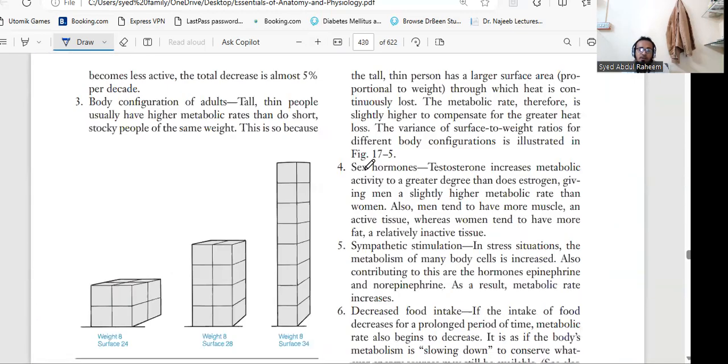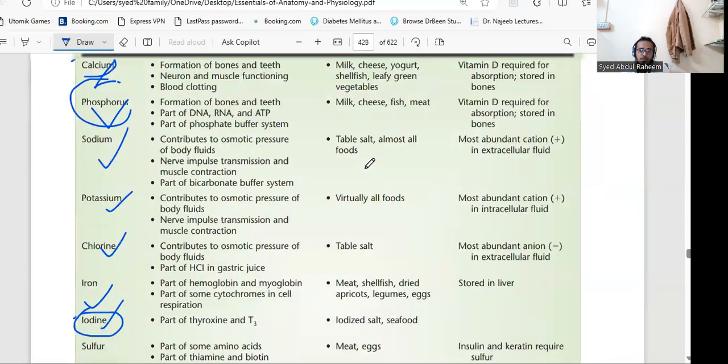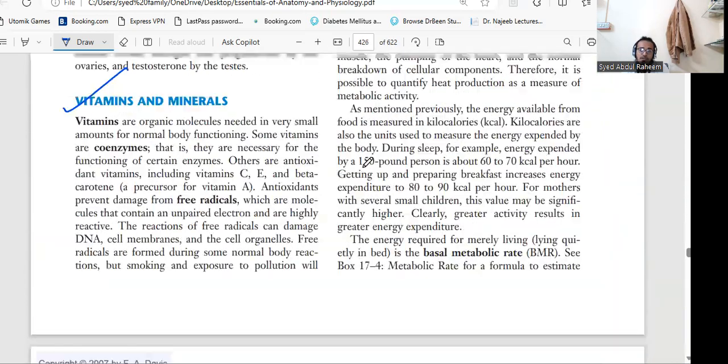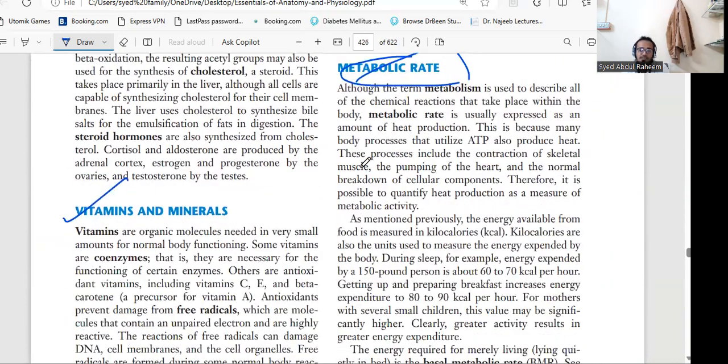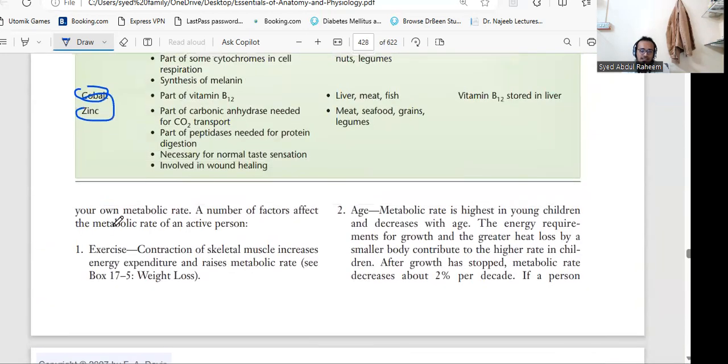Metabolic rate depends upon seven things. What are the seven things? One is exercise. Second, age. The factors that affect metabolic rate are these seven things.